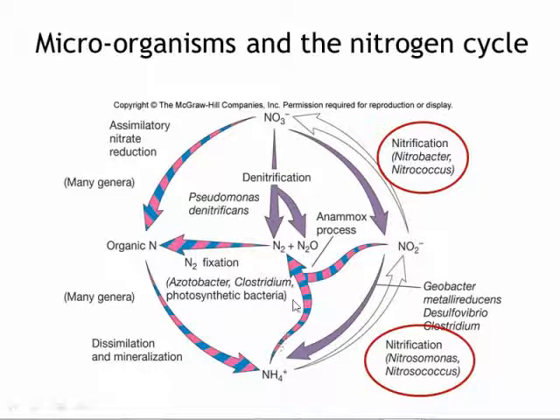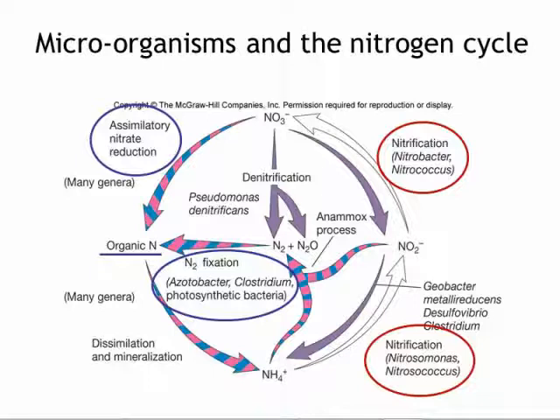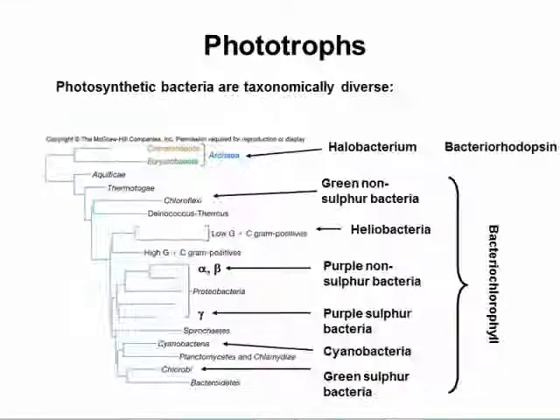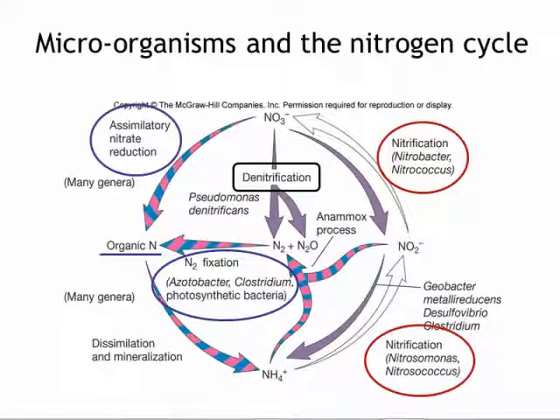And the last section here is, yeah, I forgot about all of this. So the last section is these arrows here, which are called the anammox process, which was discovered in 1999. Okay, so anammox is for anaerobic ammonium oxidation.